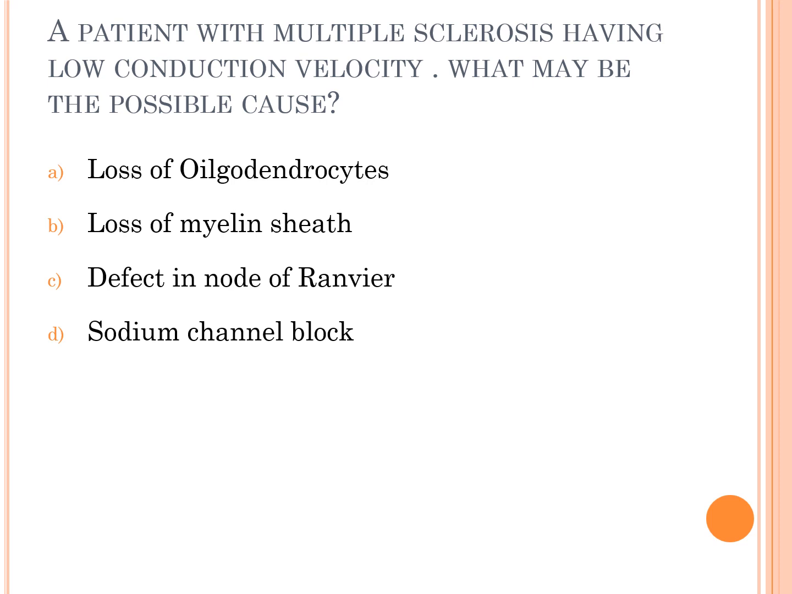So the answer for this MCQ: a patient with multiple sclerosis having low conduction velocity, what may be the possible cause? Loss of oligodendrocytes, loss of myelin sheath, defect in node of Ranvier, or sodium channel block? The answer is loss of myelin sheath. I told you, when there is destruction of myelin sheath, it leads to an autoimmune disease called multiple sclerosis.